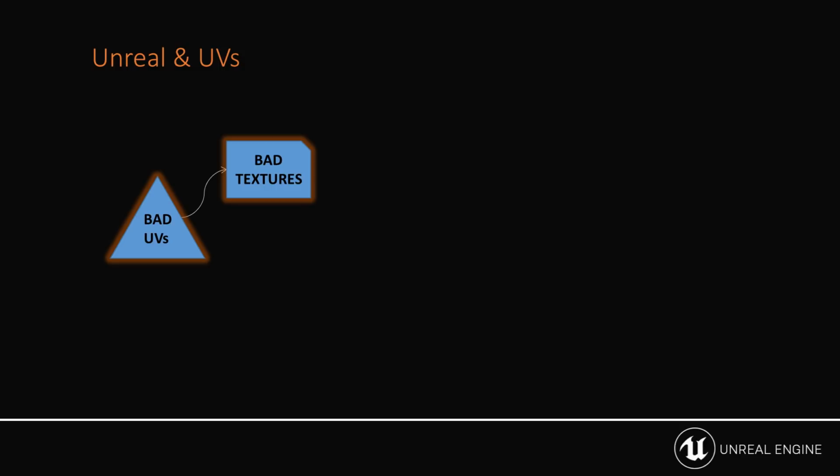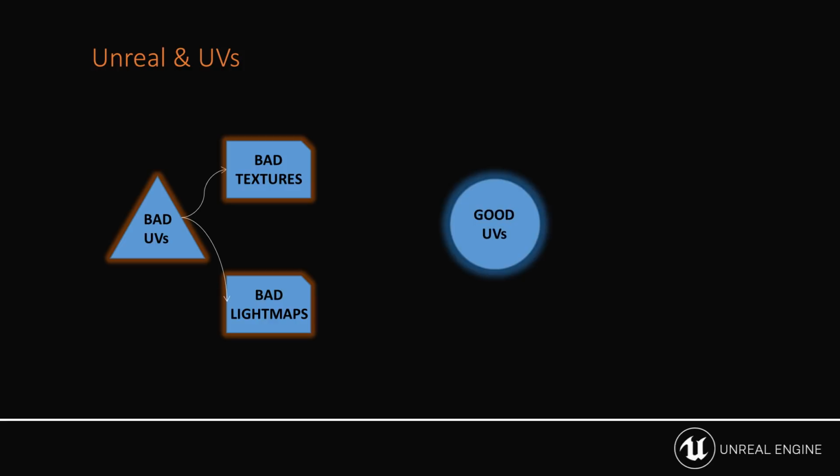So Unreal and UVs, I just want to summarize here, as simple as this is. This is key though. Simply put, bad UVs, you're going to get bad textures. And if you have bad UVs and bad textures, you're going to end up with bad light maps. So really what we need to go for, as simple as it is, is good UVs overall, which is going to be good textures and result in good light maps.